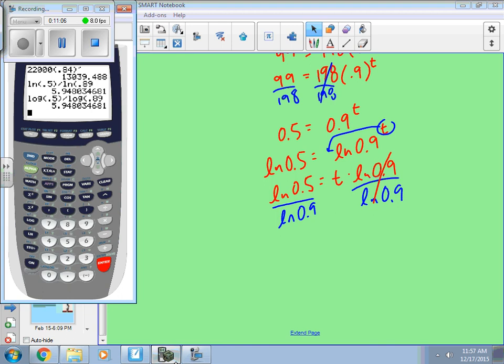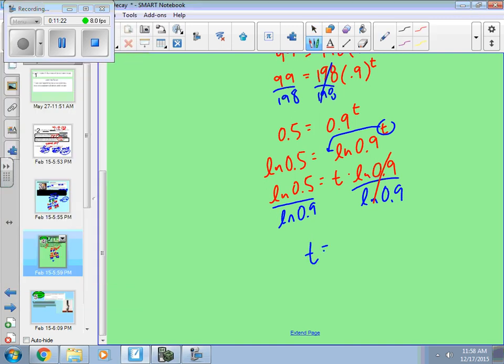So let's check. Here you got log of 0.5. Make sure you close parentheses up like we've talked about in previous notes, divided by natural log of 0.9. And it's going to take about 6.6 weeks, it looks like, for that to drop below half.